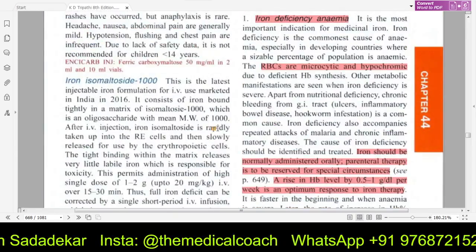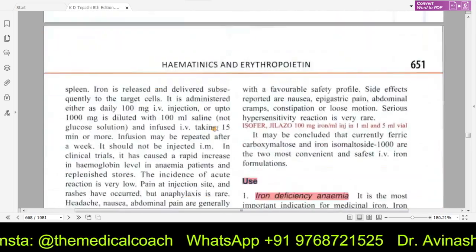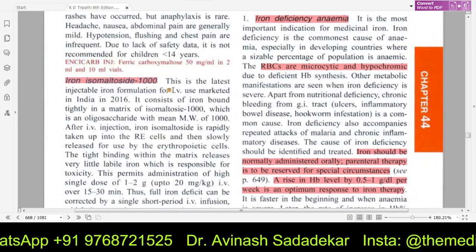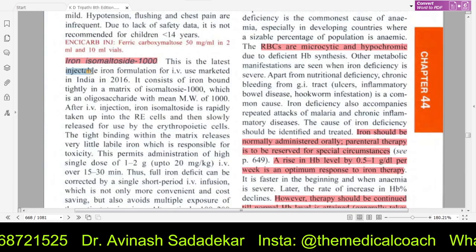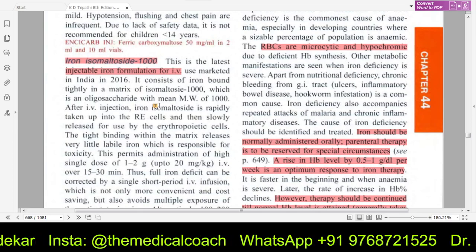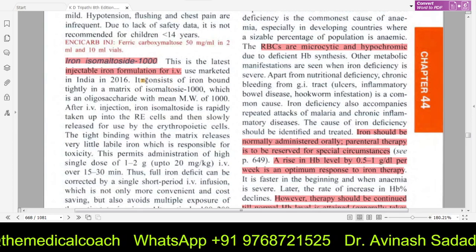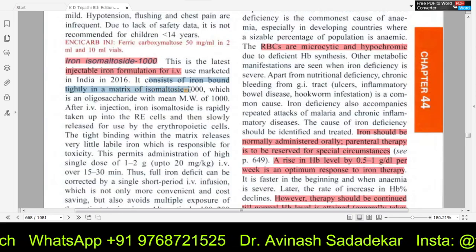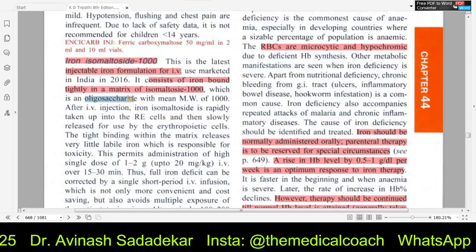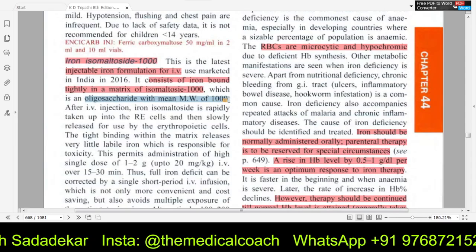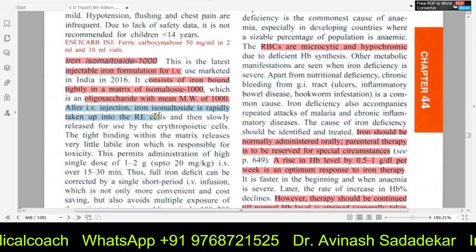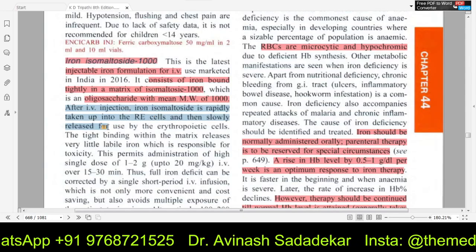Now, there's a latest new preparation that has come in the market, which is iron isomaltoside 1000, the latest injectable IV formulation. From 2016 it has started coming in the market. It consists of iron that is bound tightly to a matrix of isomaltose or isomaltoside 1000. It's an oligosaccharide. The 1000 means the molecular weight. The idea is very simple. Give it IV. It will be taken up by reticuloendothelial cells and slowly released.